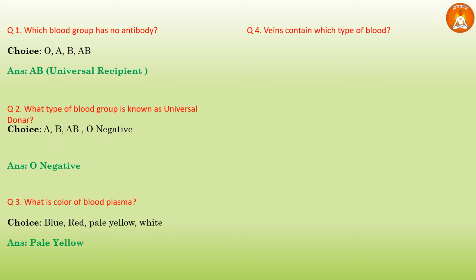Veins contain which type of blood? Choices are oxygen rich, carbon dioxide rich, none of them or both of them. And the answer is carbon dioxide rich, because when they bring blood from all parts of the body to the heart, this is where the oxygen is utilized and then it is sent to the veins, and veins bring it to the heart, and hence it is carbon dioxide rich.